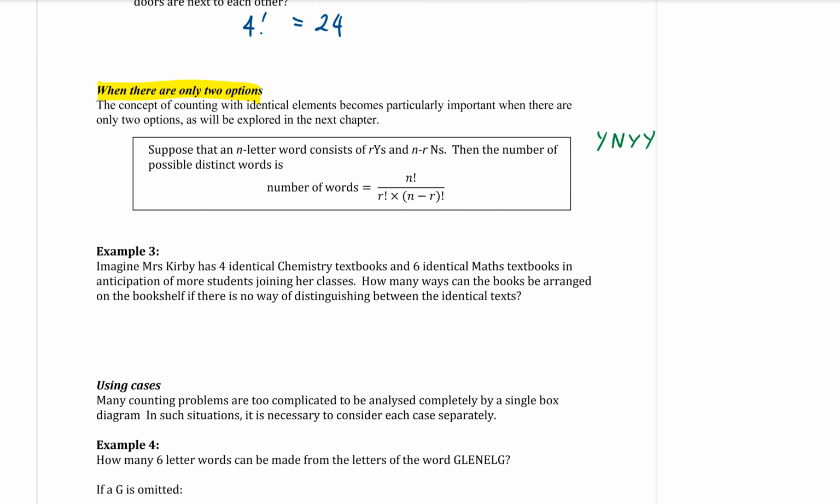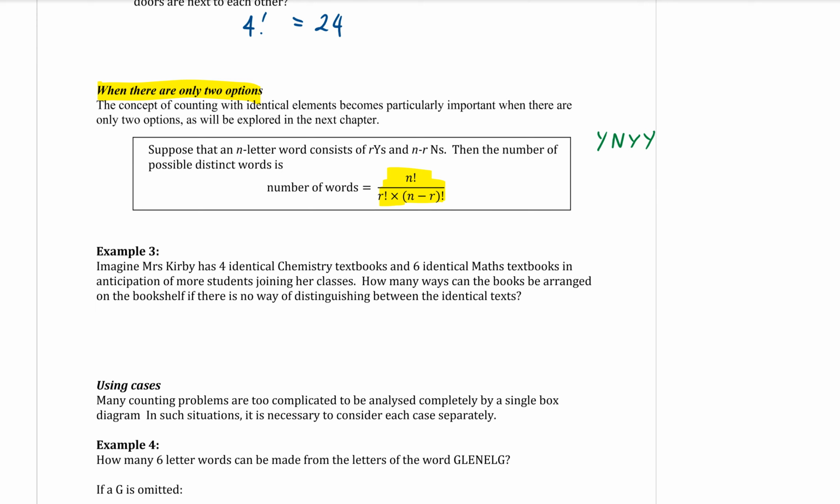Knowing that there's 4 letters in that word that I've made up, because I've said that 3 of them are Y's, there's 4 minus 3 N's, which makes 1. Because there's only 2 options in that word, if one of them has to have 3, then the other one has to have 4 minus 3. So the number of distinct possible words is n factorial over r factorial times n minus r factorial. Does that formula look familiar? What does it look like?